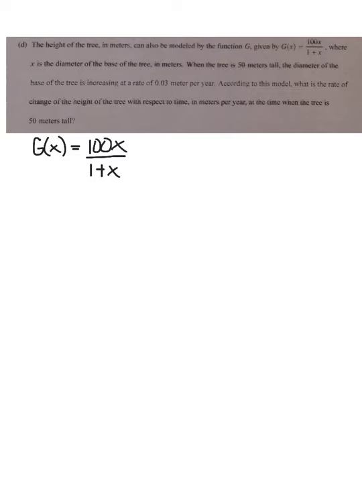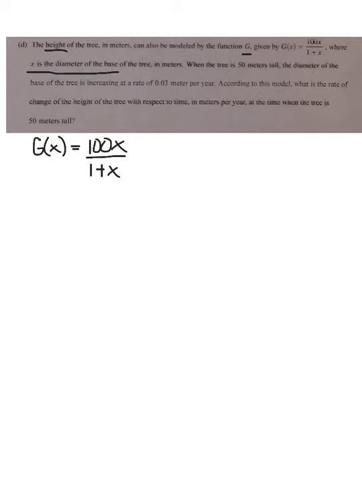Okay, so let's read through this one together. It says the height of the tree is modeled by G, which is given by this equation here. So the first thing that I want you to notice is that the height is G. And then if you keep reading, it says where X is the diameter of the base of the tree. So let's underline that. X is the diameter of the base.